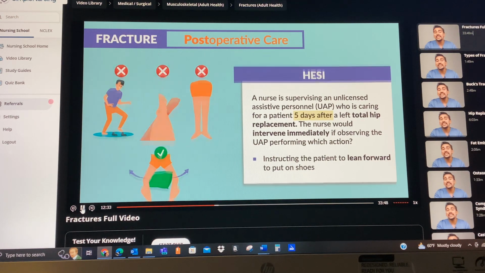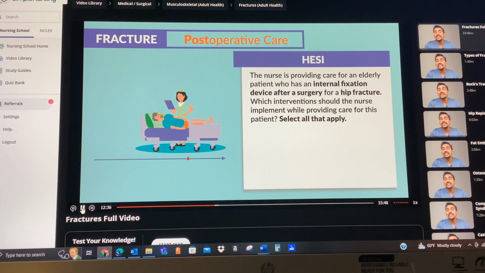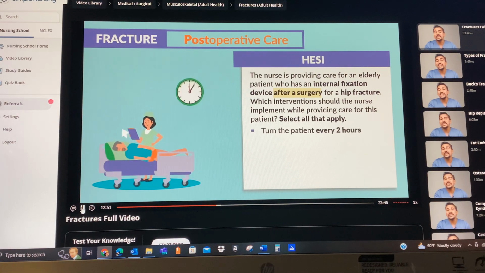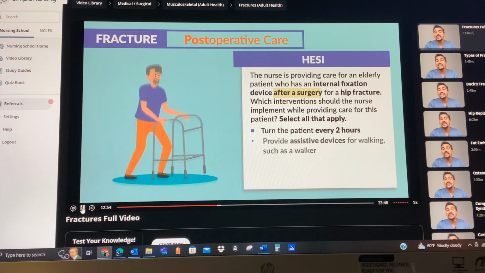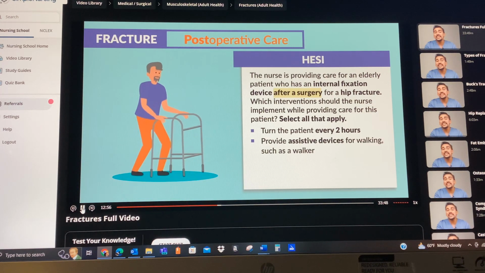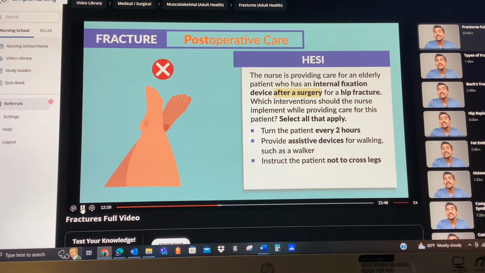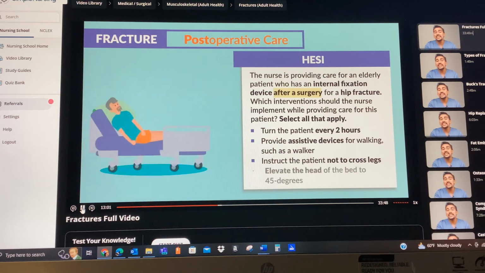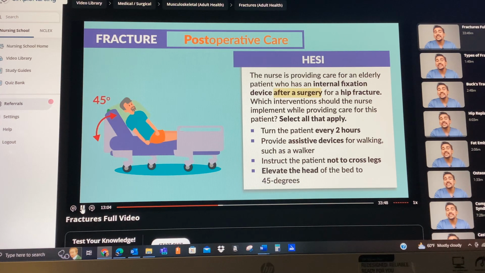Always keep them apart. And the nurse is providing care for an elderly patient who has an internal fixation device after surgery for a hip fracture. Which intervention should the nurse implement while providing care for this patient? Select all that apply. So we turn the patient every 2 hours. We provide assistive devices for walking, such as a walker. Instruct the patient not to cross the legs, and elevate the head of the bed to 45 degrees. Yes, all these things are included for hip fractures.